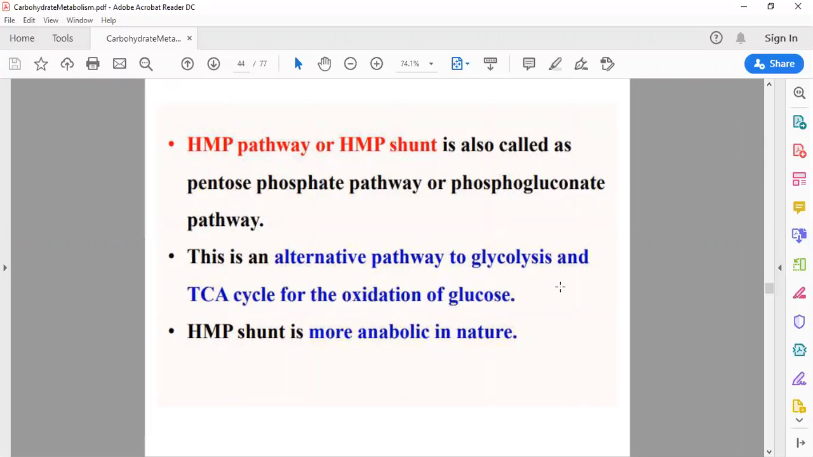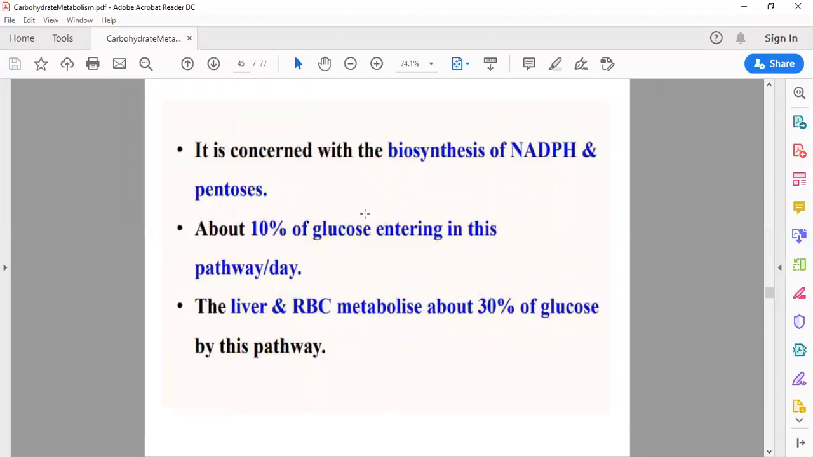So the HMP shunt pathway is an alternative pathway to glycolysis and TCA cycle, and it is more anabolic in nature. Anabolic means it is going to build different molecules, which can be 3 carbon, 5 carbon, 6 carbon molecules. So it is concerned with the biosynthesis of NADPH and pentoses.